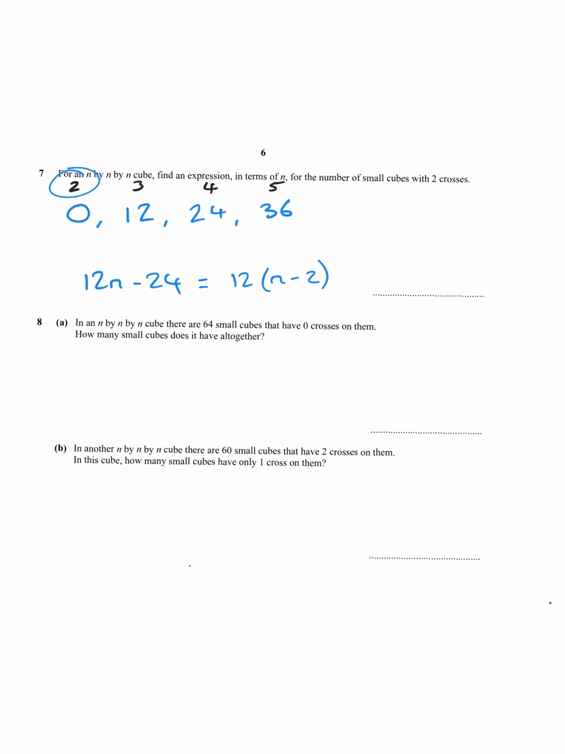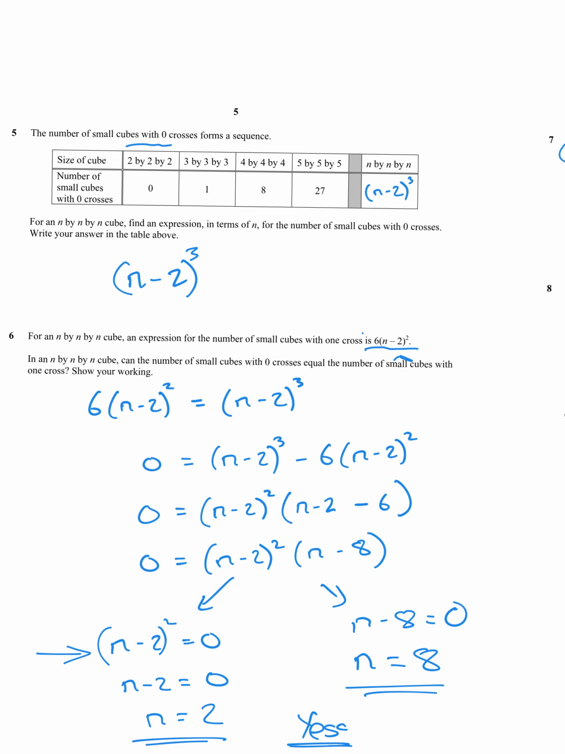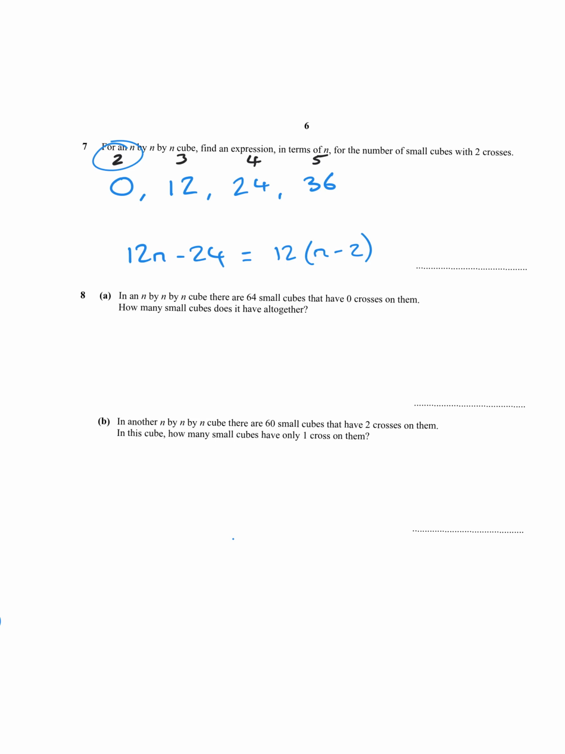Right. Question 8. In an n by n cube, there are 64 small cubes that have 0 crosses on them. So we're going to have to use our formula here. So we're interested in those that have 0 crosses. So let's head across. And those with 0 crosses, that's this one. So I need to use n minus 2 cubed. Back we go. So we want n minus 2 cubed equals 64. Cube root both sides, n minus 2 equals 4, n equals 6.